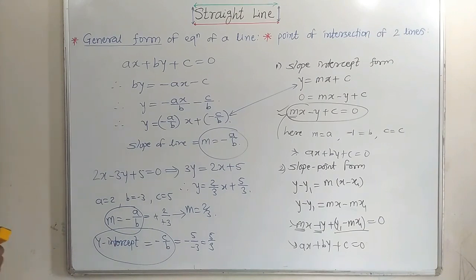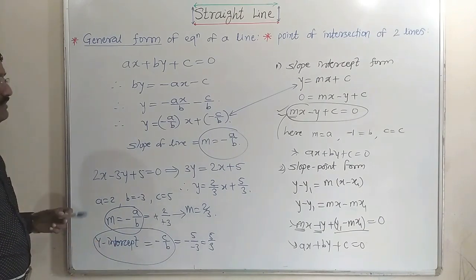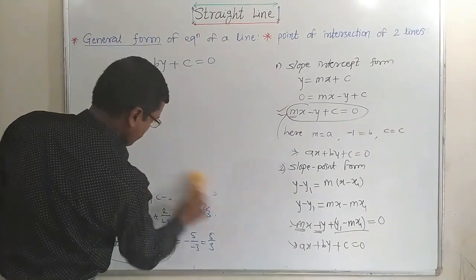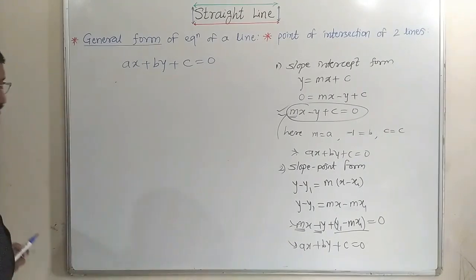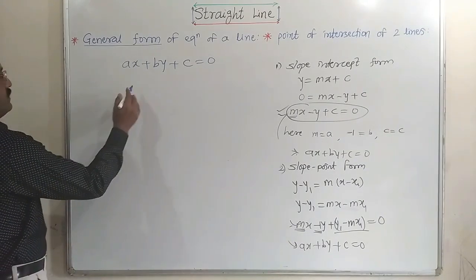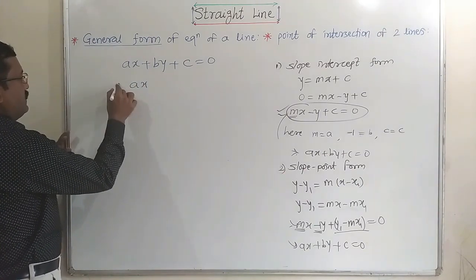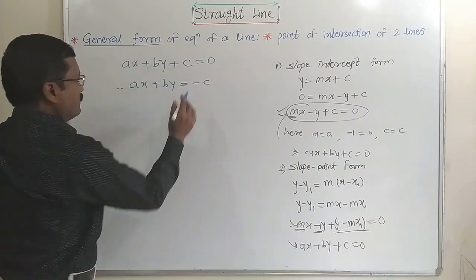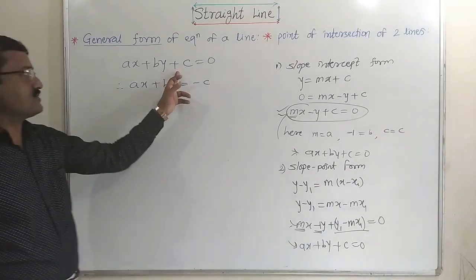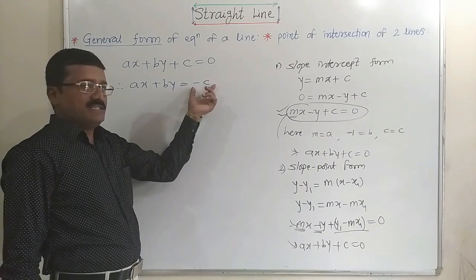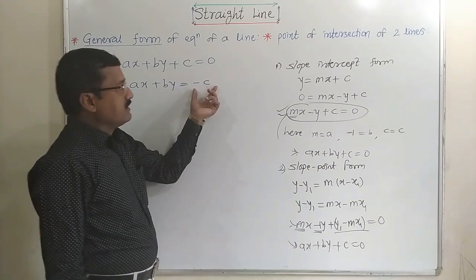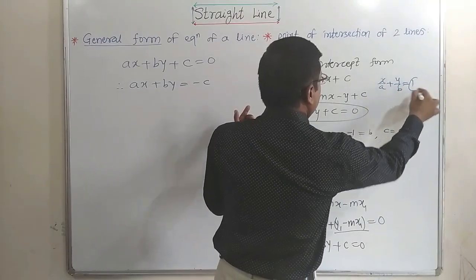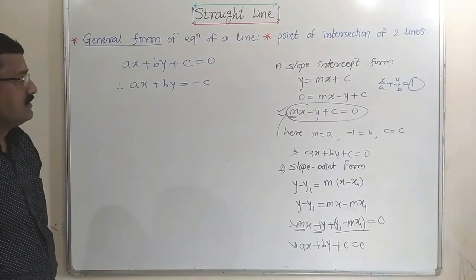In the same way, can we convert this general form into double intercept form? Let us try for that. This is our general form. Now, write this as ax plus by equal to minus c. What we have done? We have taken this constant to the right. Now constant to the right is minus c, but in double intercept form, x upon a plus y upon b equal to 1. Means to the right there is only 1 as a constant.